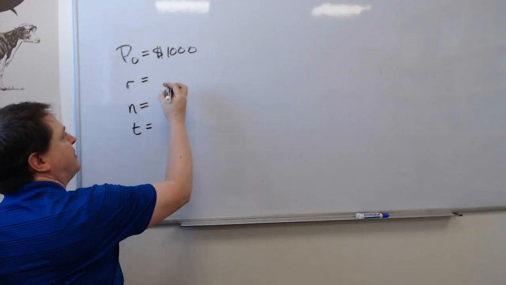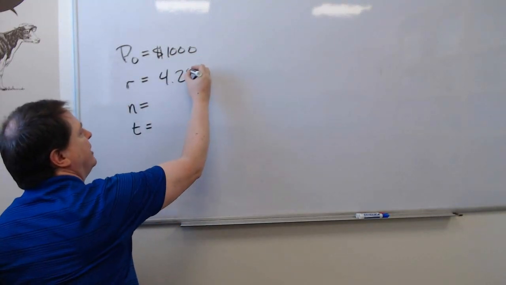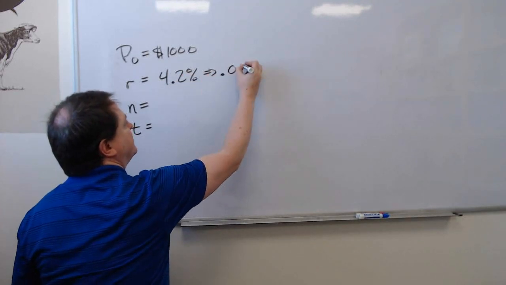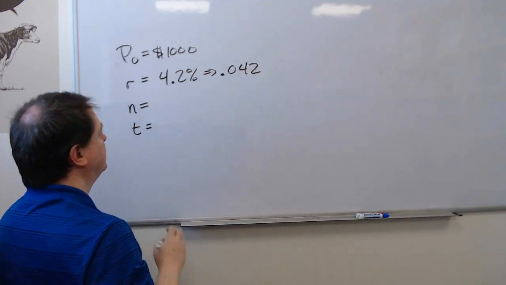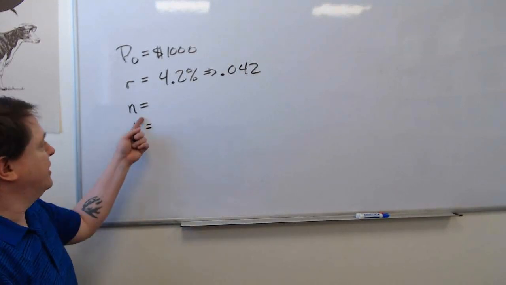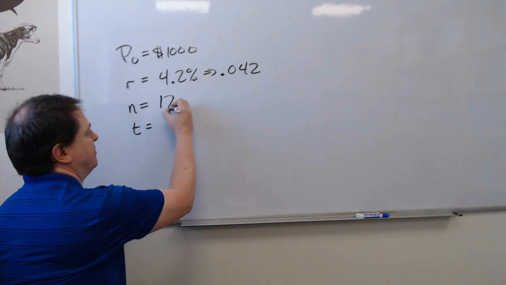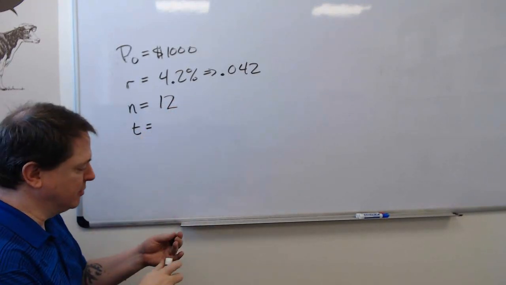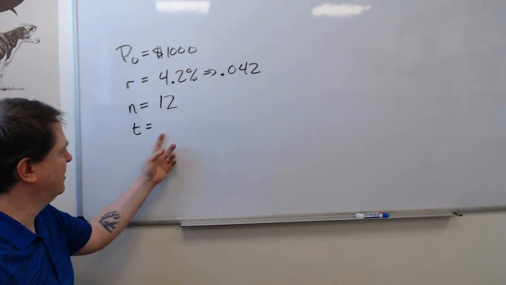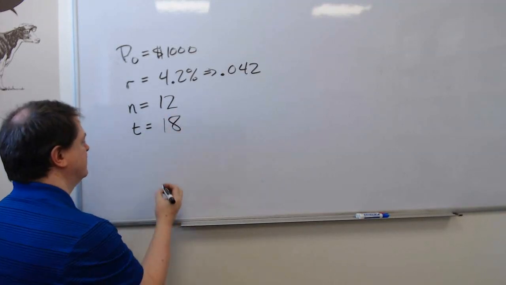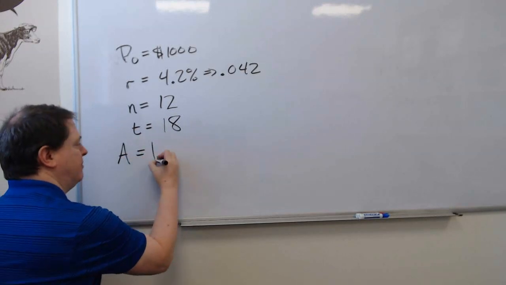The interest rate that they're getting is 4.2%, so written as a decimal, that is 0.042. The number of times they get interest per year is 12 because it's compounded monthly. That is going to be the most common number you're going to see plugged in there. And T is going to be 18 years. So, same formula.